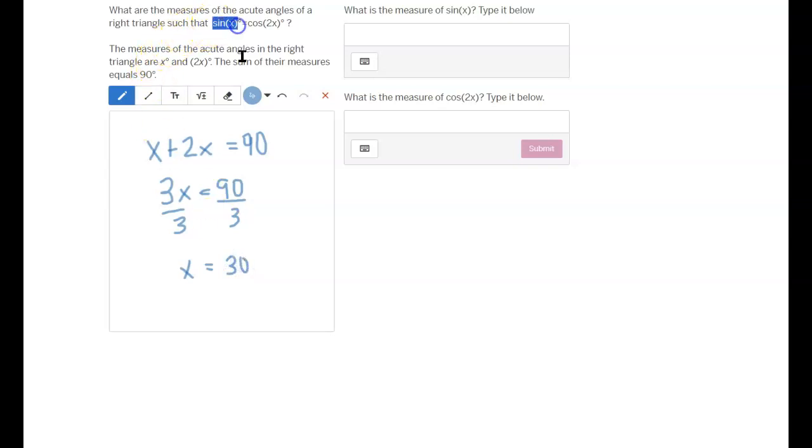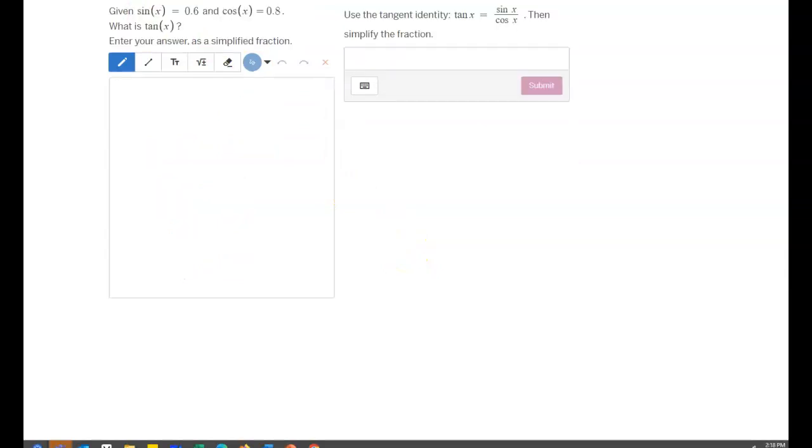So notice up here, sine is just 1x. So that means that sine is 30 degrees. And then cosine is equal to 2x. Well, 1x is 30, so 2x is 60 degrees. And now I have solved sine x is equal to cosine 2x because they both equal 90 degrees. They're complementary angles.